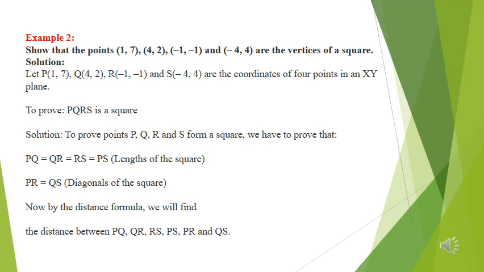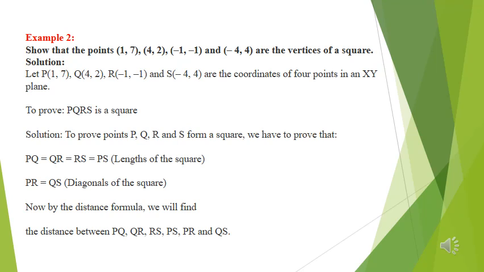Students, this is another solved example based on distance formula. Here in this example we have to show that the points whose coordinates are given are the vertices of a square. For that, let us assume the first coordinates are for point P, second for Q, third for R, and another for S. So P, Q, R, S are points whose coordinates are given in the x and y plane. We have to prove that these four points make a square, that is, to prove PQRS is a square.